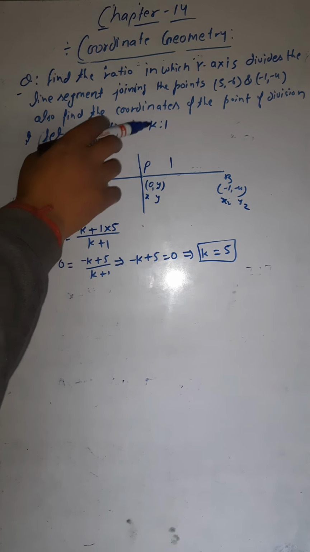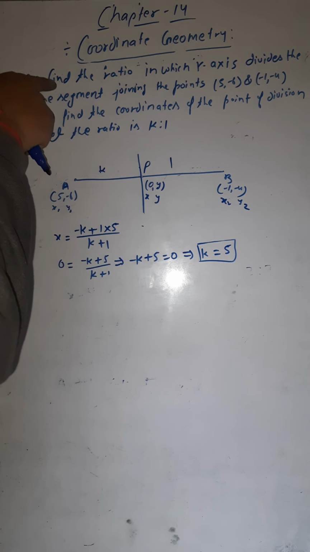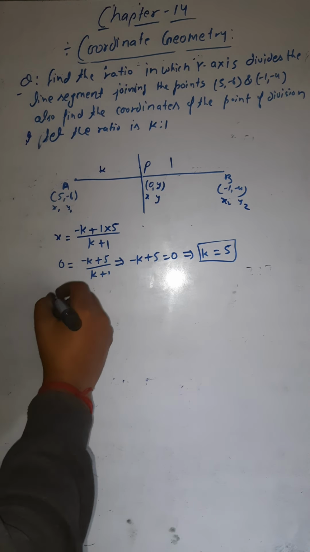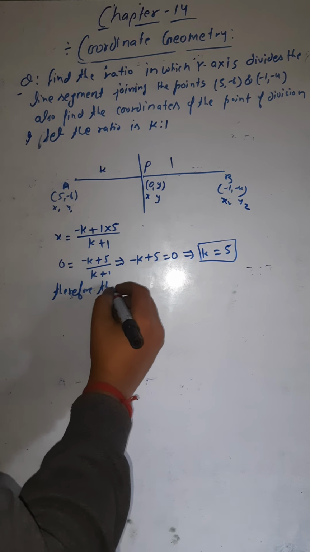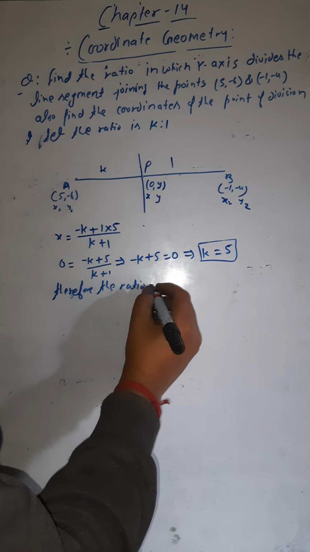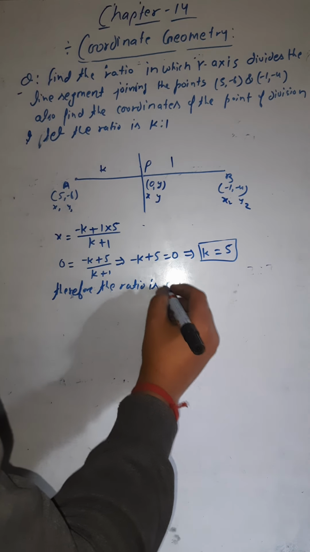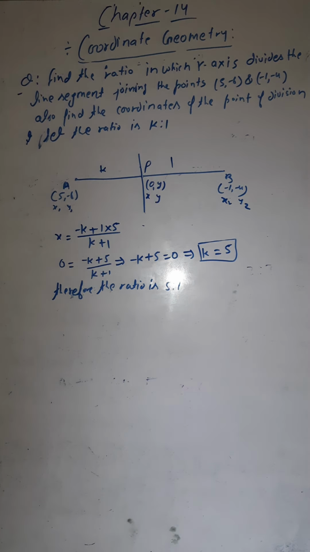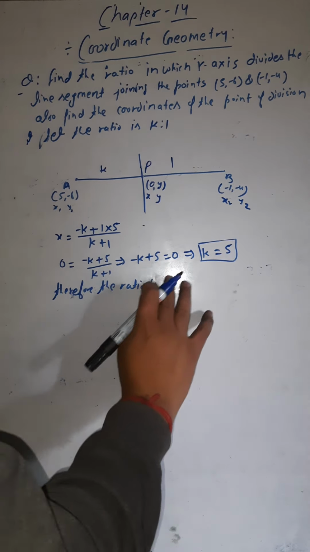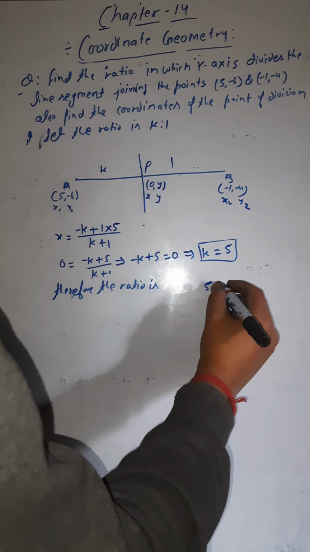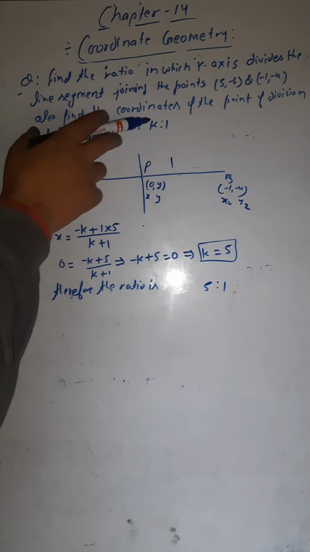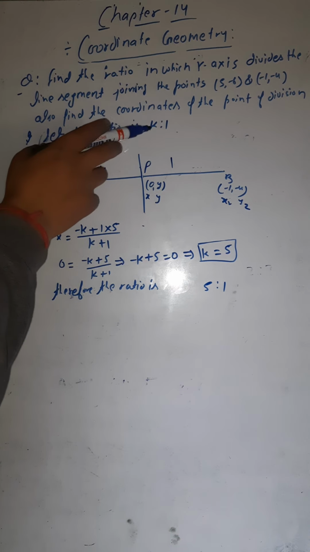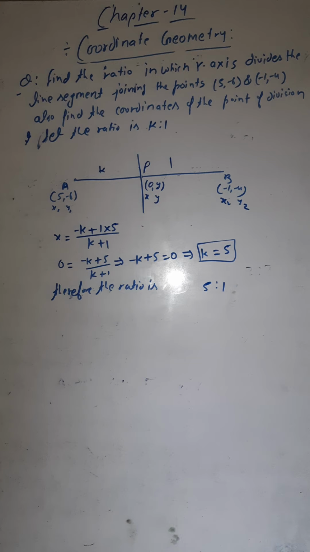That is how you have got the ratio also. Therefore the ratio, you had to find out the ratio. So here I am writing, therefore the ratio is 5:1. So this would be your answer number 1. 5 ratio 1, because k ratio 1, k is to 1, so value of k is 5. So 5:1 will be your answer number 1.